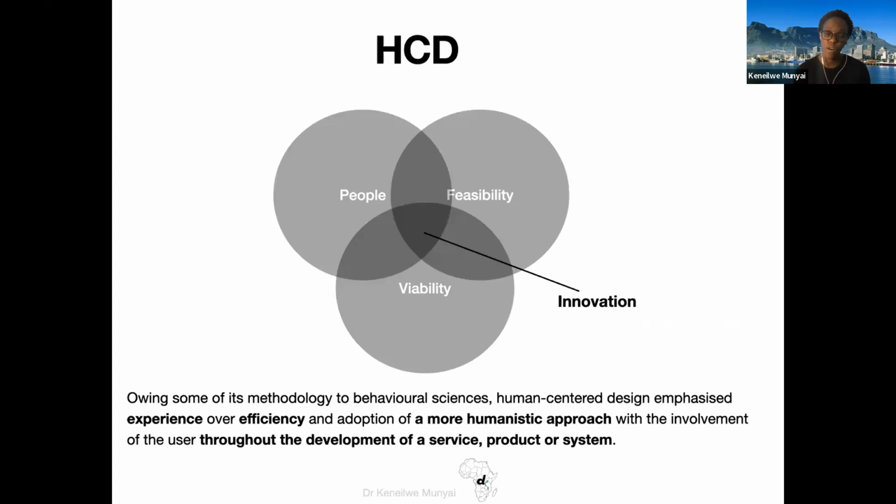So at the core of human-centered design, we place a lot of emphasis on these three key elements. We're always trying to find a balance between these three key elements. The people, so the desirability of whatever it is that we are trying to develop. So from a human perspective, does it make sense? Is it something that they need? Does it solve a problem for the people?